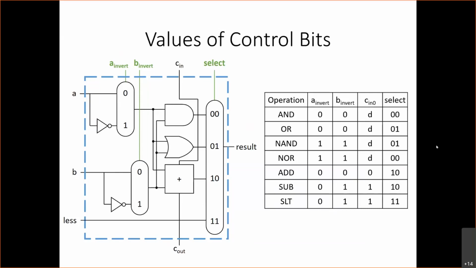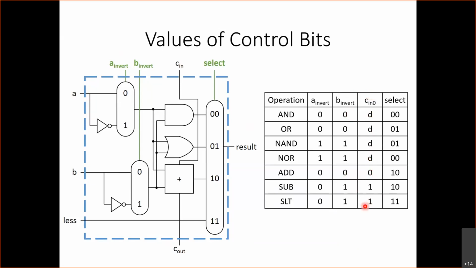All right. What do you notice about C in 0 and B invert? Is there anything interesting in the relationship between these two? Right, they're equal, exactly. In some places we don't care about C in 0, and in some places where we do care about C in 0, it's always equal to B invert.